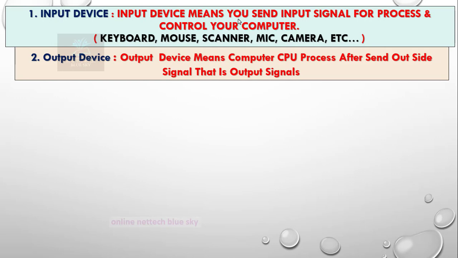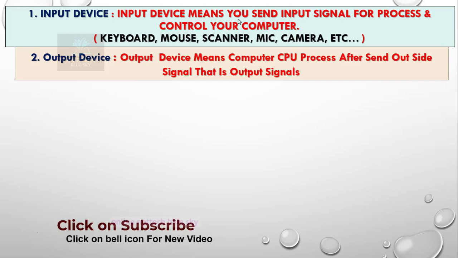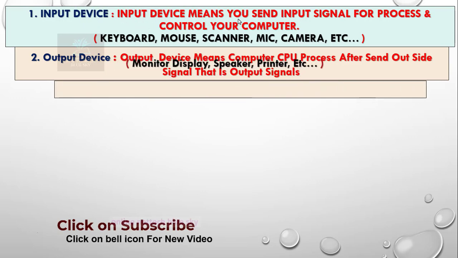Output device means the computer's CPU processes and sends a signal outside. Okay, the central processing unit sends the outside signal, that is the output signal. So how many types are there?